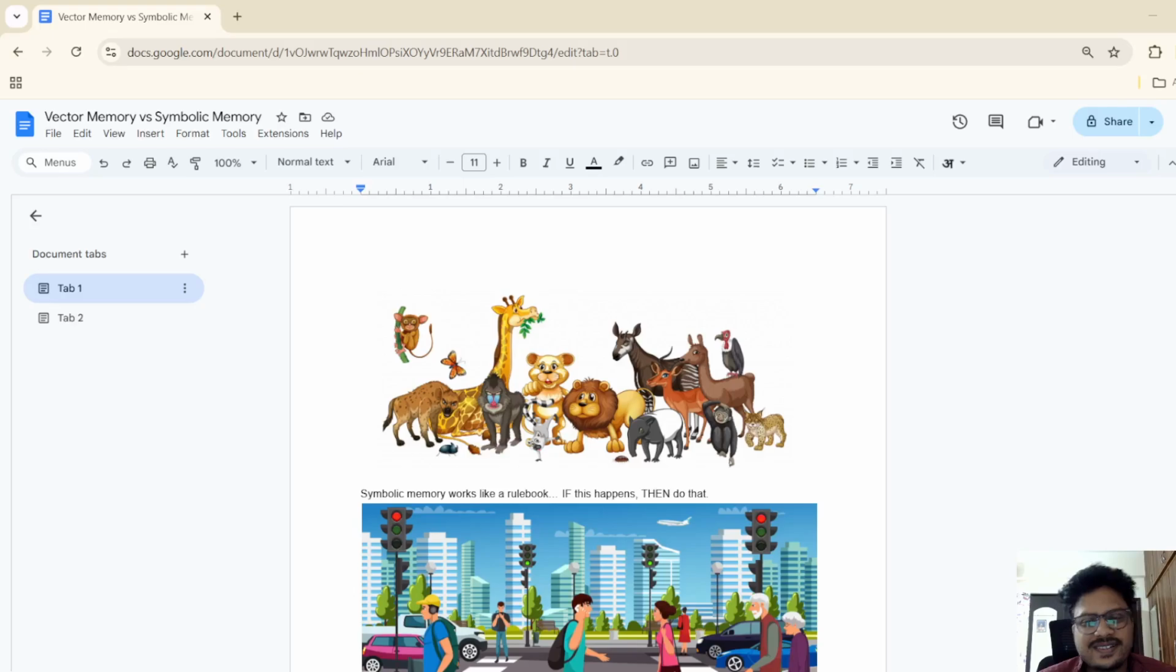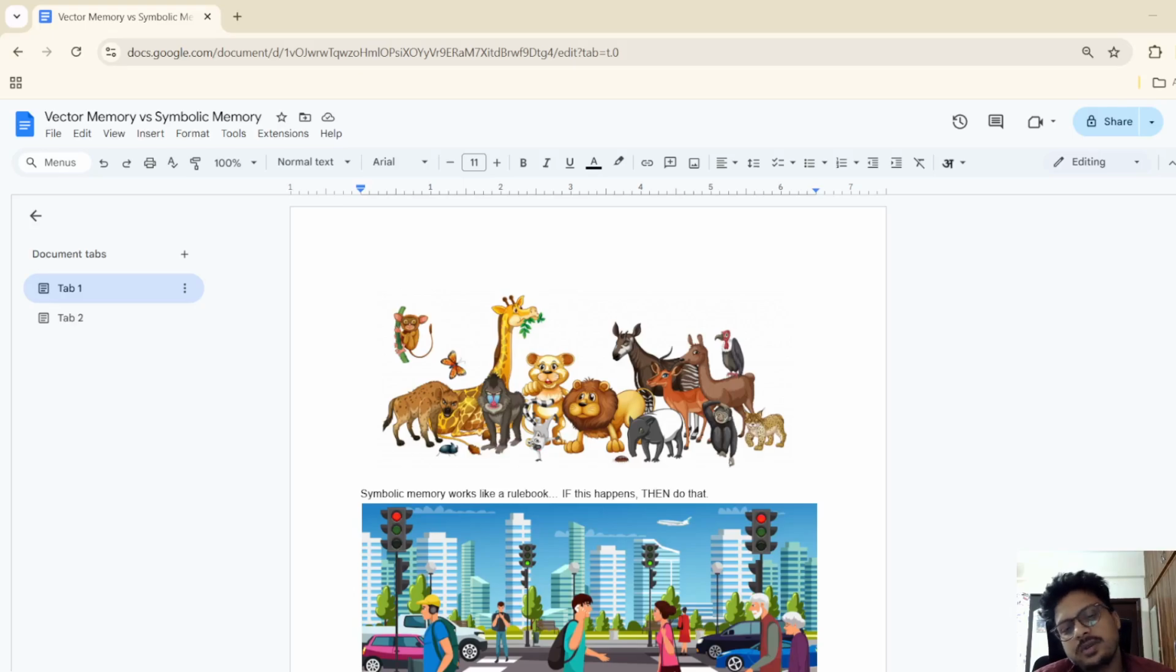Yeah, hi everyone. Today we are going to discuss the types of memory. One is vector memory and another one is symbolic memory. So the question is, have you ever wondered how AI remembers things? Does it remember like a human or like a computer? Today we are going to understand two very important memory types used in AI.